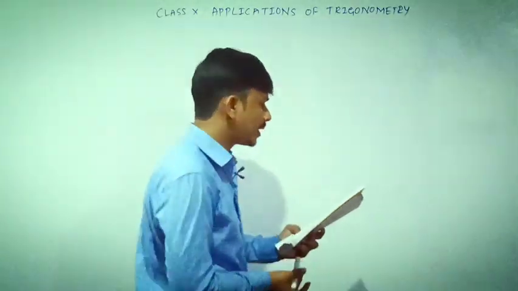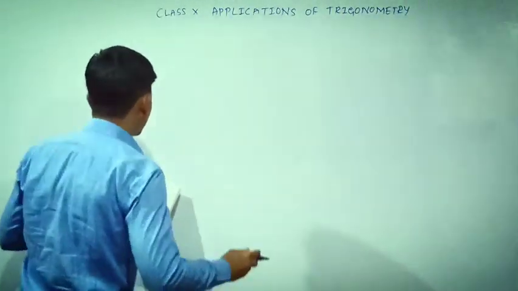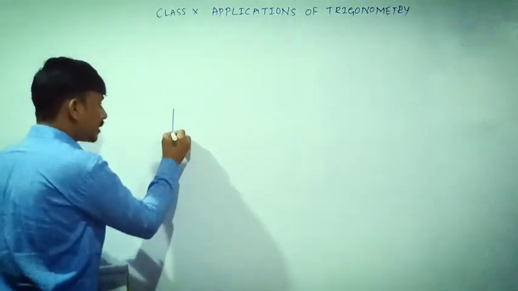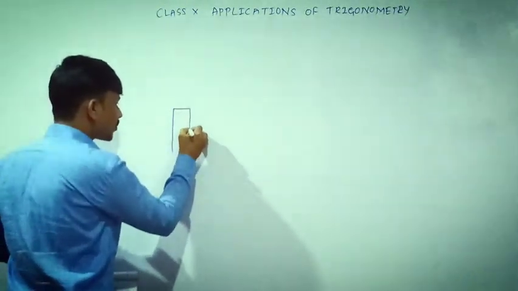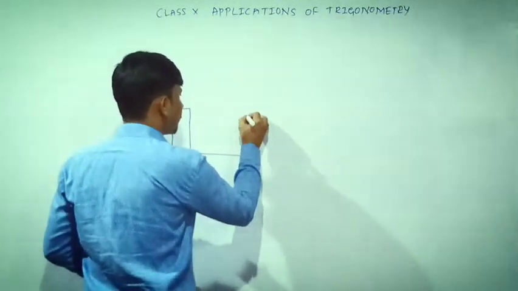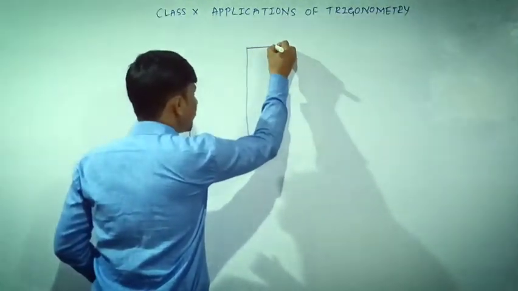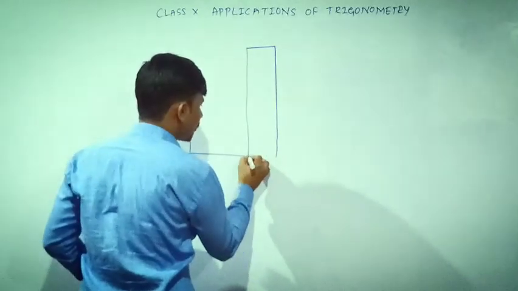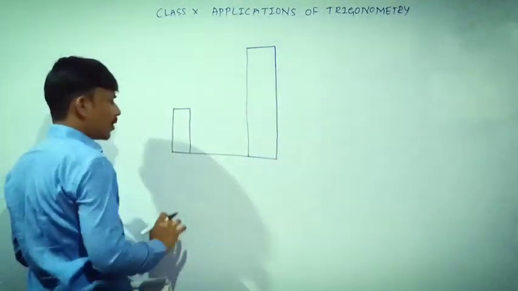Okay, there are two buildings. One is a small building, another one is a big multi-storied building. Multi-storied is nothing but what? It is a central mall kind of a thing. This is one bigger building which is multi-storied, and this is a smaller building.